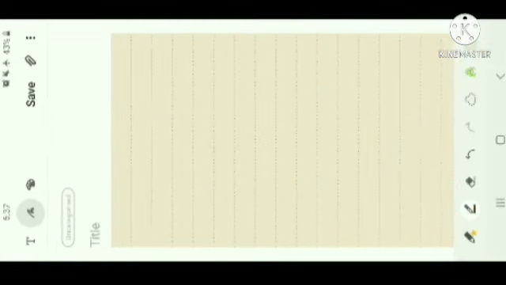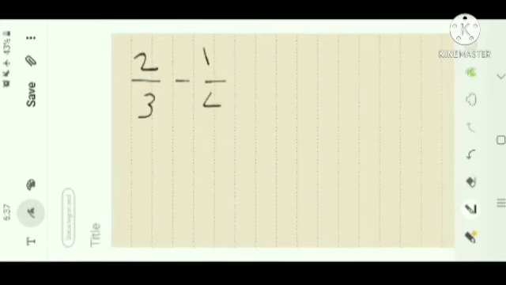Okay, another example. We have 2/3 minus 1/4. Again, these are dissimilar fractions, fractions with different denominators. So by subtracting dissimilar fractions, the first step is to find the least common multiple of our denominators.